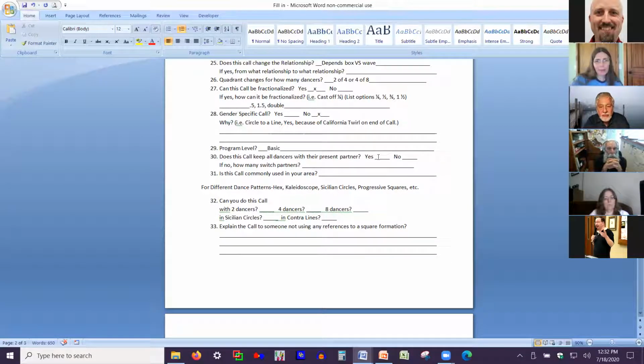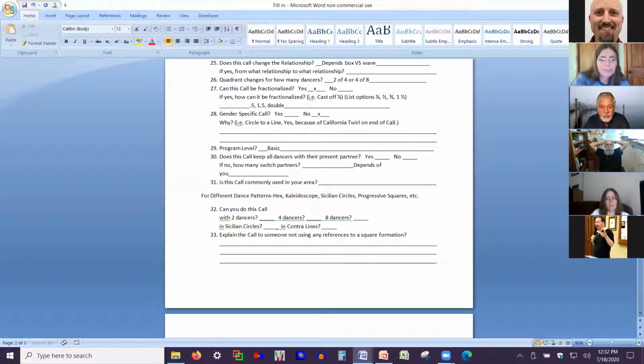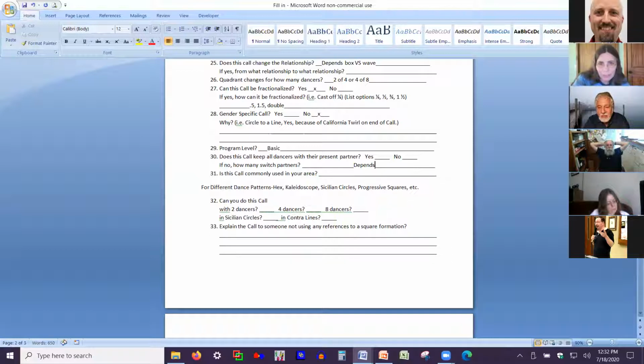Does this keep all the dancers with their present partner? No. Yes. In an ocean wave, if the wave is established, no, if you're using the adjacent dancer as your partner. From facing couples, yes, it does. So it just depends.